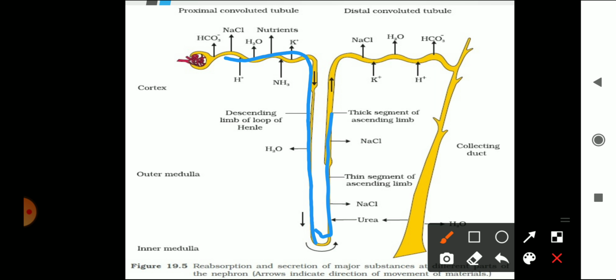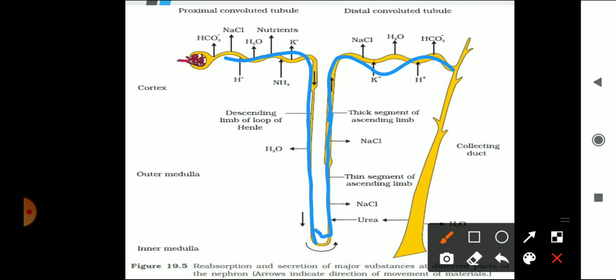So in this limb, what happens? The electrolyte starts coming out. So again it gets diluted. The filtrate inside gets diluted. Now, as it passes through the DCT, again what happens is reabsorption of water takes place, right? Reabsorption of electrolytes takes place. So again the filtrate gets concentrated.